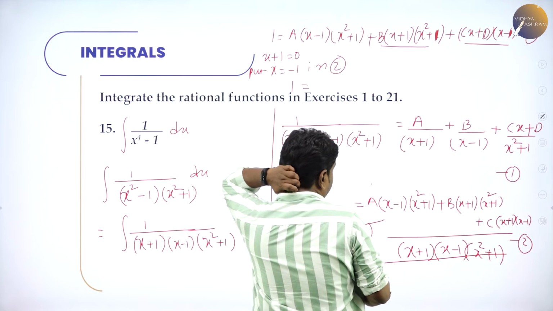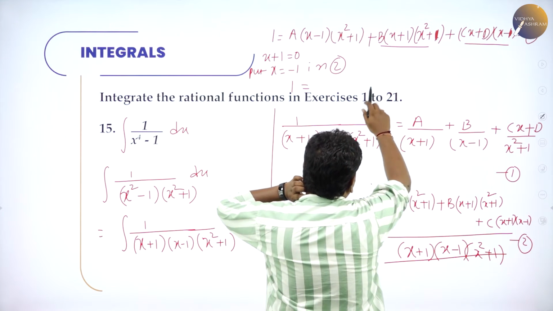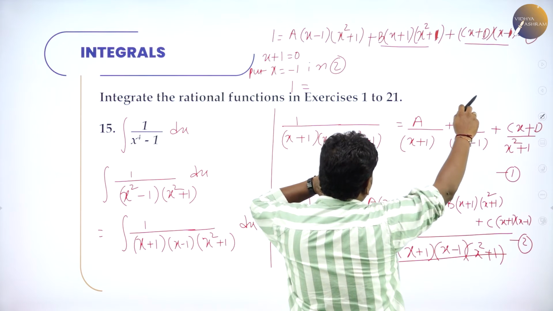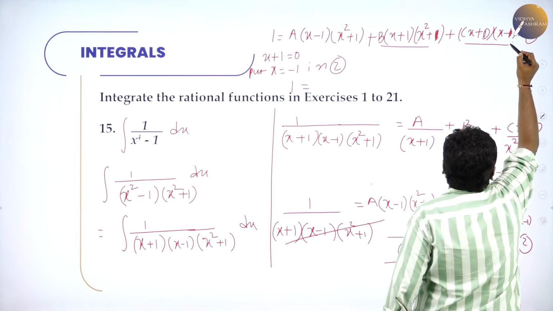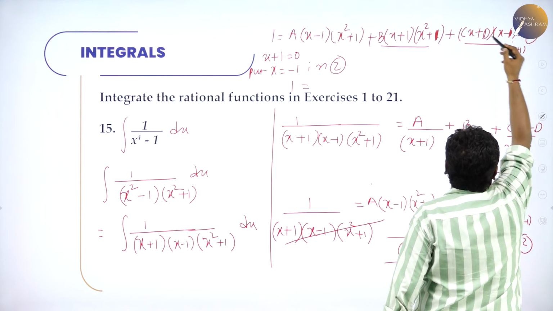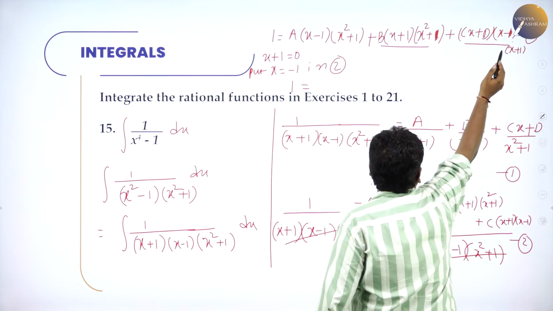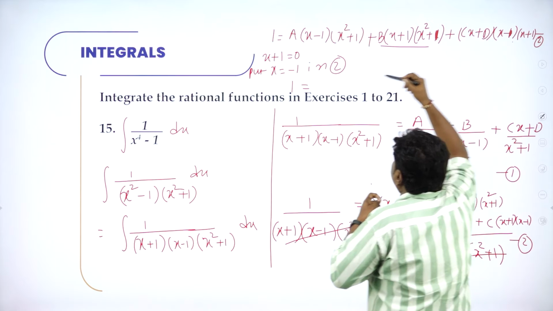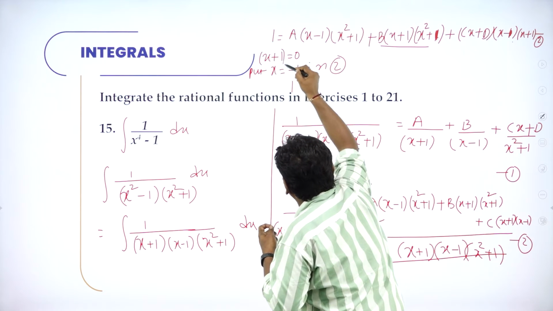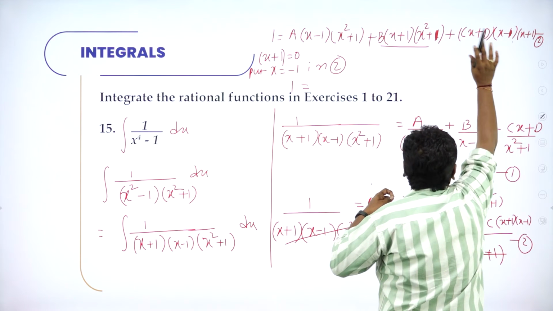I am taking the first factor. What is the first factor? x plus 1 equal to 0. Wherever x plus 1 is there, it becomes 0. See, cx plus d into x minus 1 into x plus 1, sorry. This is cx plus d into x minus 1, after you take LCM. So this will also become 0. We call this equation 2. When I take x plus 1 as the factor and equate it to 0, wherever x plus 1 is there, leave it.